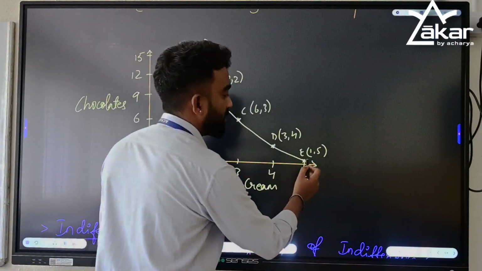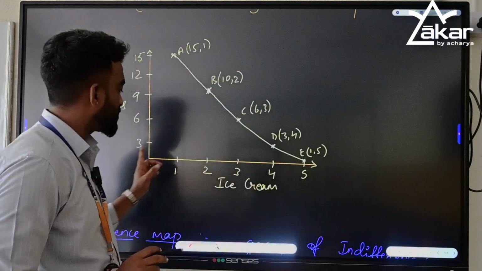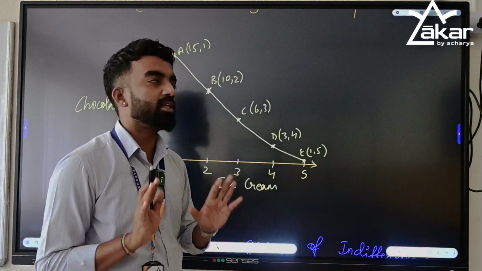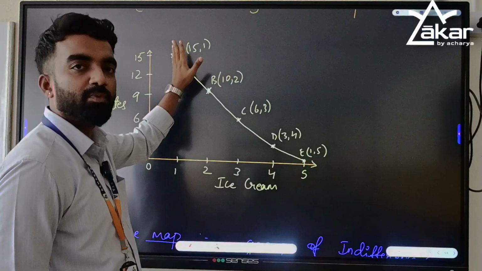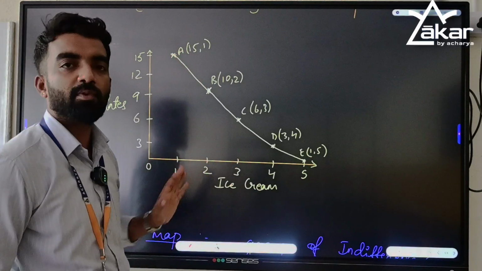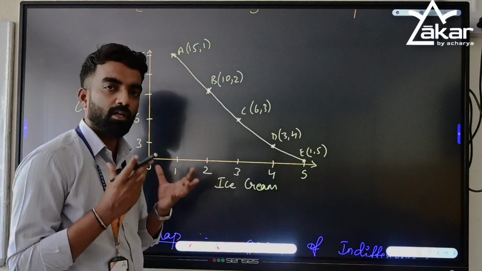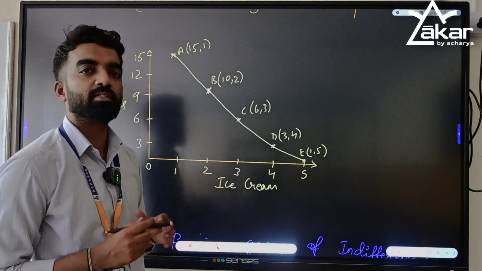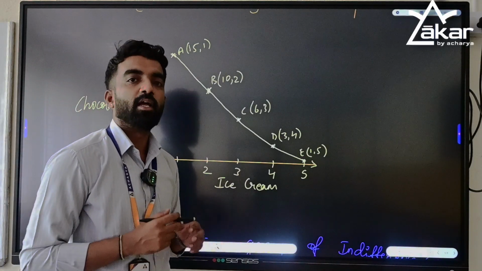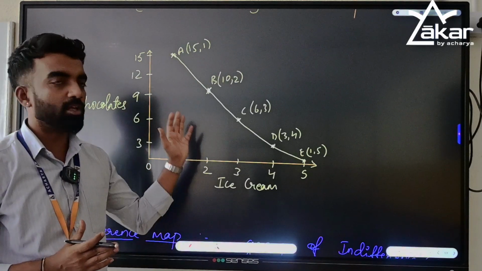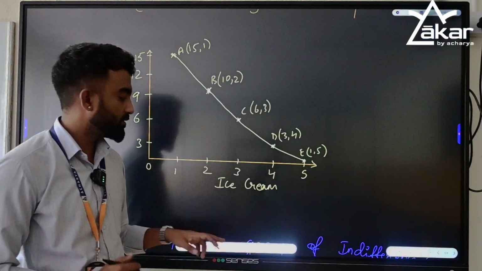A consumer is saying, when I am consuming 1 unit of chocolate and 5 units of ice cream, I am equally satisfied when I am consuming 15 units of chocolates and 1 unit of ice cream. All these combinations are giving the same level of satisfaction to the consumer. This is the meaning of indifference. A consumer is indifferent to all the combinations of two goods.